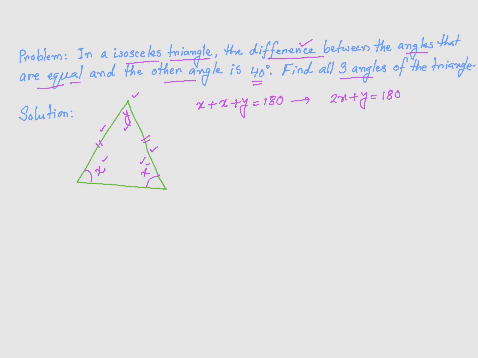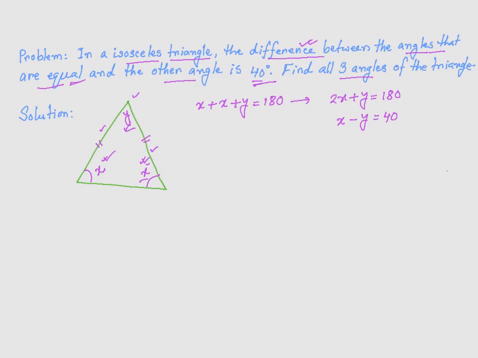That's my first equation. The second equation is going to come from this condition that x minus y is equal to 40, which is again the difference between the angles that are equal. That means this angle and this angle, they are equal. So the difference between x and the other angle y is 40 degrees. This 40 degrees. Now it's easy.